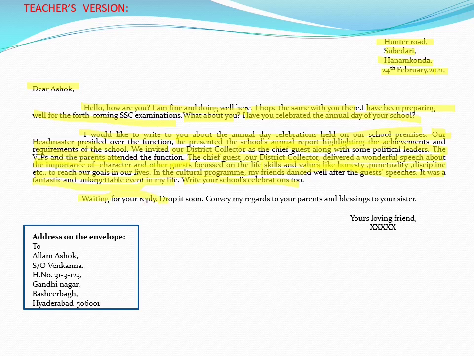Waiting for your reply. Drop it soon. Convey my regards to your parents and blessings to your sister. So in this way, you can write three paragraphs and finally the subscription: Yours loving friend. And here in your public examinations, you are not supposed to write your name or signature anywhere. So keep XXX etc. And here draw a box. In that box, write the address on the envelope in this prescribed format. So this is my version, friend. You can write your own version.